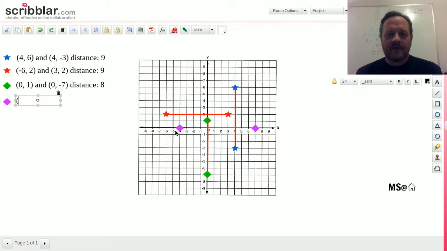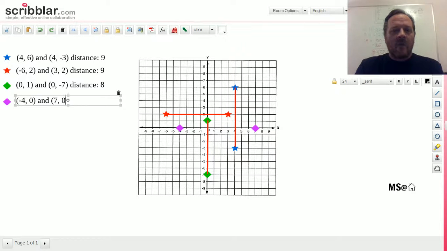Finally, these two purple guys. Let's see. Let's start on the left right here. This one is sitting right there on -4 on the x-axis. Is it moving up or down at all? No, it's just sitting there on the x-axis. So it does have an x value of -4, but it's not going anywhere in the y direction. So it's got a value of 0 for y. And now look at the right purple diamond. This one is kind of covering it up, but you can tell that's 7. And again, it's not going up or down, so it's got a y value of 0.